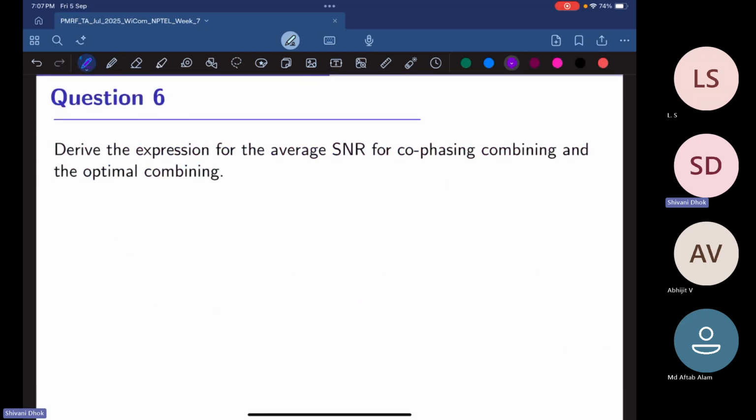So here it says to derive the expressions for the average SNR for co-phasing combining and the optimal combining. So we want to do it for co-phasing and optimal combining. In the lecture, when we were doing co-phasing, we considered two antennas. Now let us try to generalize it for M antennas. So this derivation we will be doing for M antennas. Okay, so let us first start with co-phasing.